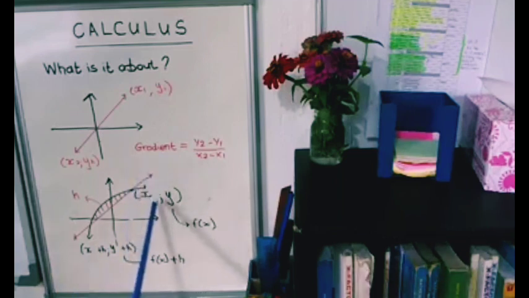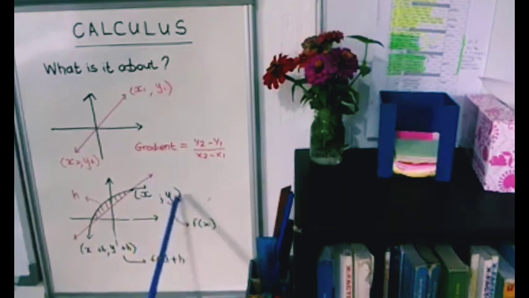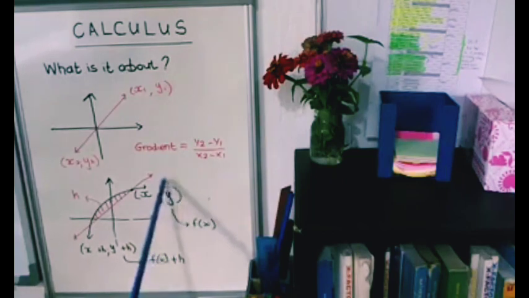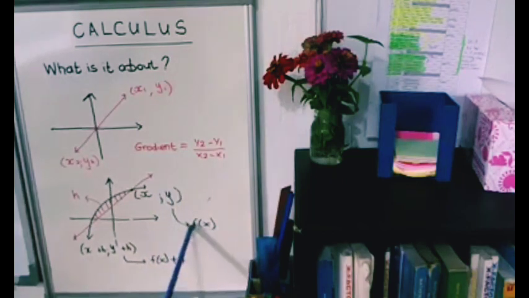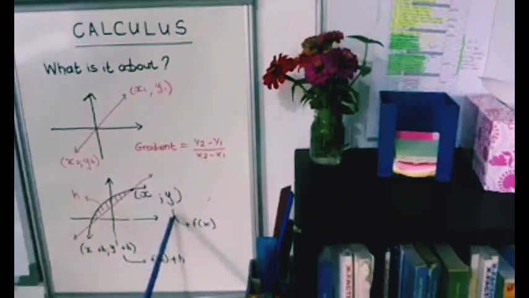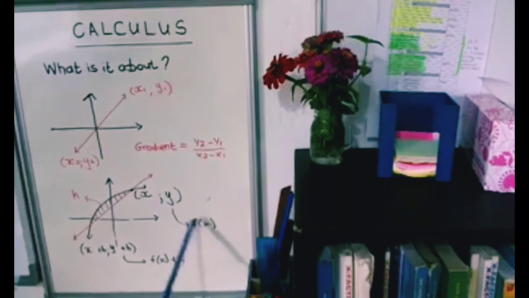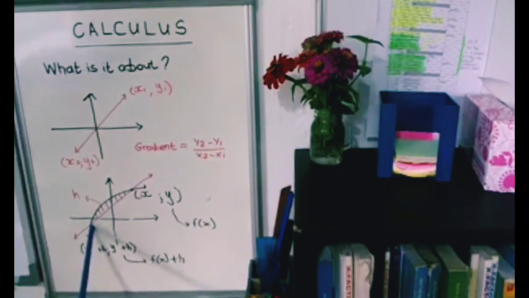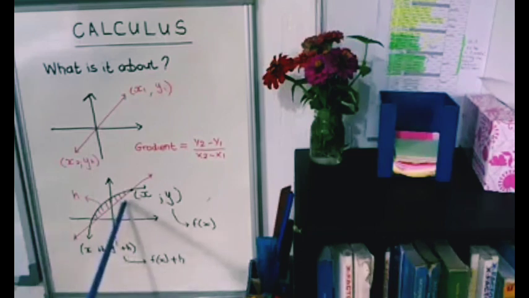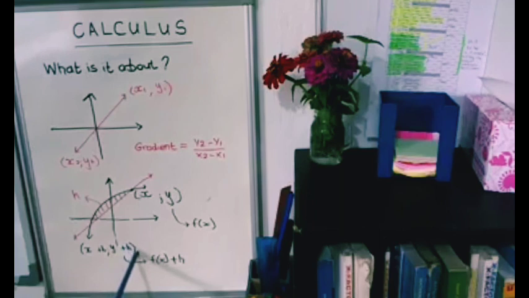Alright, so I've put in my x and y value. Now the y in calculus is referred to as f of x, a function of x. So it's x and then f of x. This here would be x plus h, because remember, h is this slight bit of variation in your gradient. And then this would be y plus h, but because y is called f of x, we call it f of x plus h.